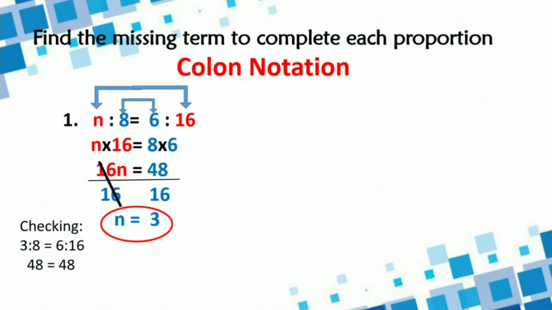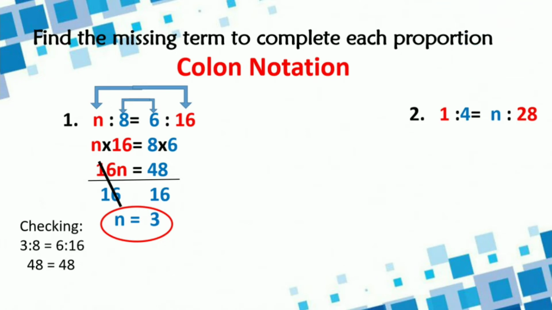Okay, so kung i-check natin siya, i-substitute na natin yung value ng n, which is 3, dun sa ating original equation. So, we have now 3 is to 8 is equal to 6 is to 16. So, multiply natin yung both extremes. So, 3 times 16 will give us 48, and then 8 times 6, that will give us also 48. Okay, so yun yung nawawalang term in our proportion, which is 3. Okay, so let's have example number 2.